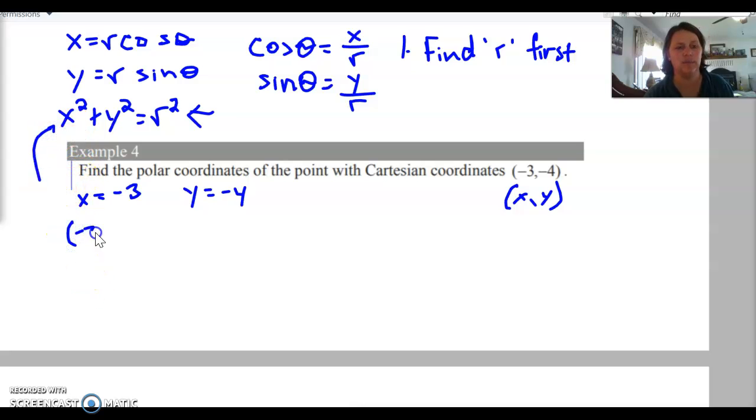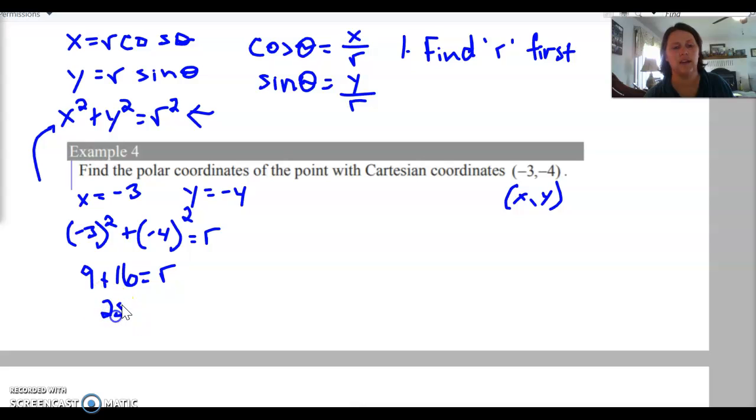So we end up with -3 squared plus -4 squared equals r squared. So we have -3 squared is 9, plus -4 squared is 16, equals r squared. So we get 25 equals r squared. I missed my squared all along the way there. So 25 equals r squared, therefore r equals 5. So that's going to help me out a lot.